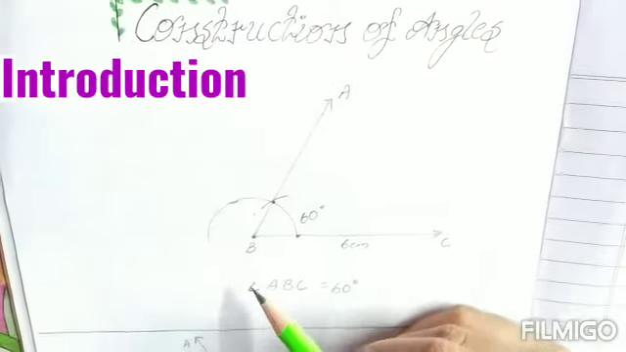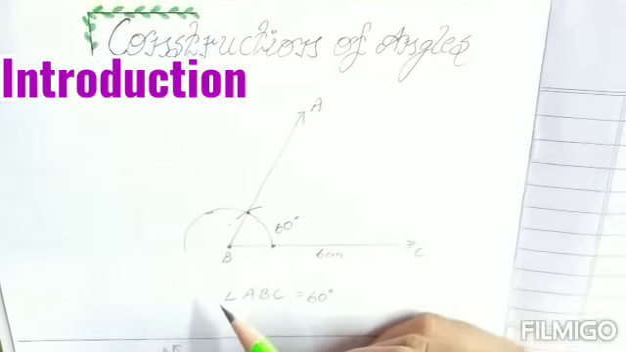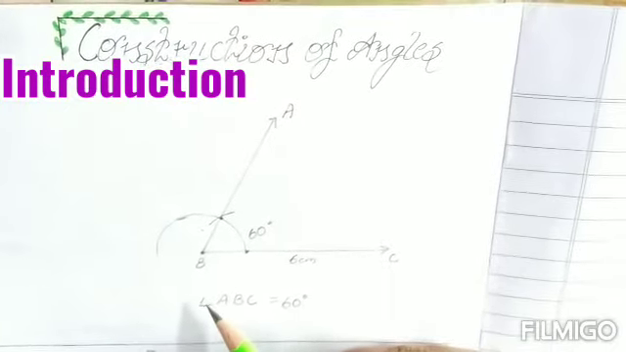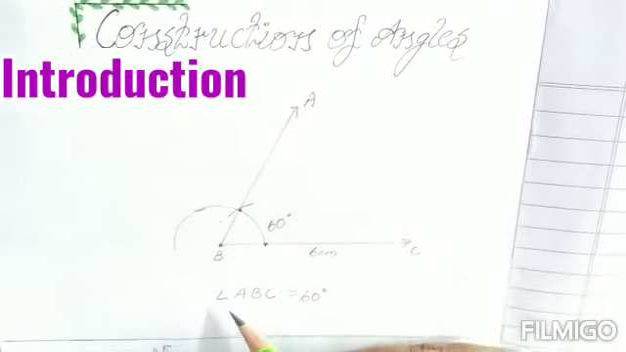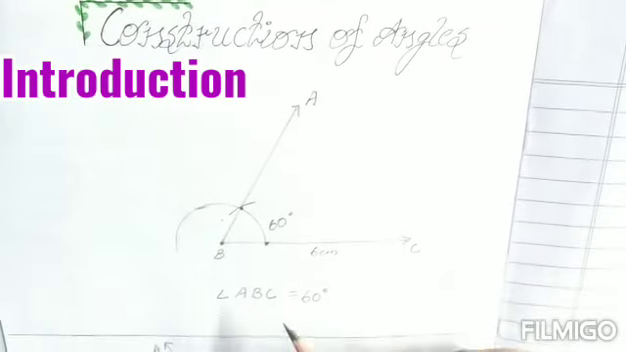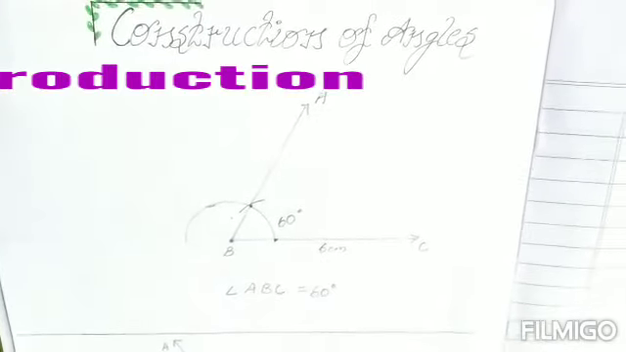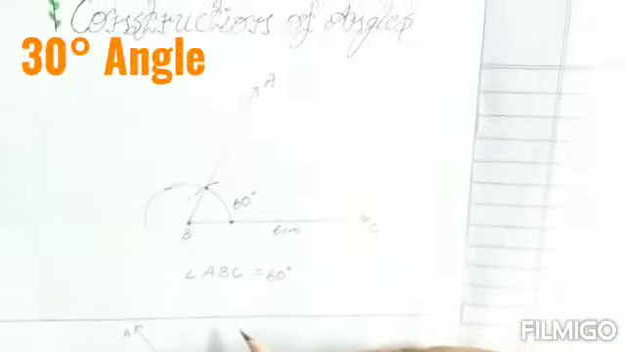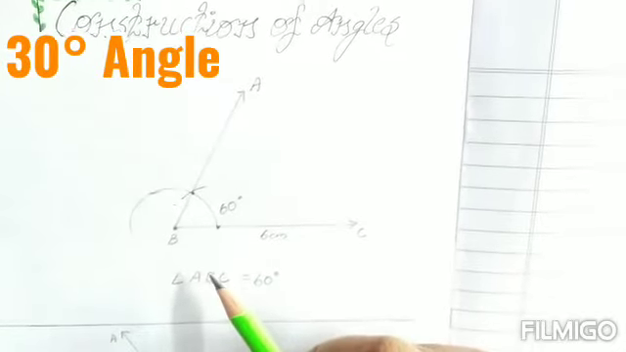Good morning, children. Today we are going to move ahead with the construction of angles. In the previous video we had already covered four different kinds of angles: 60 degree, 120 degree, 180 degree and 90 degree. Today we are going to cover a few more angles and how we are going to construct them.